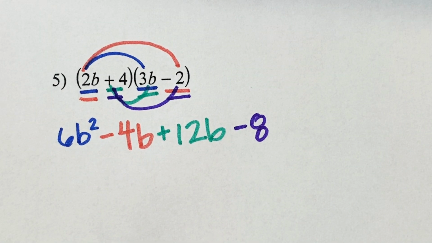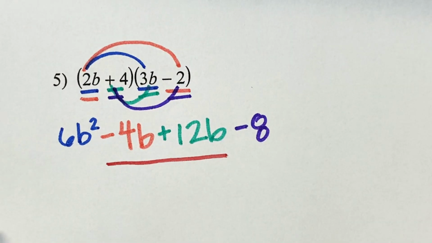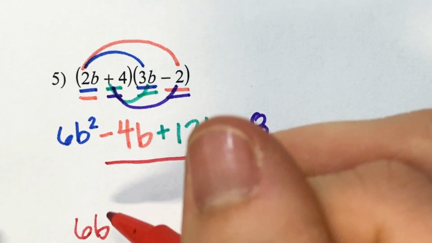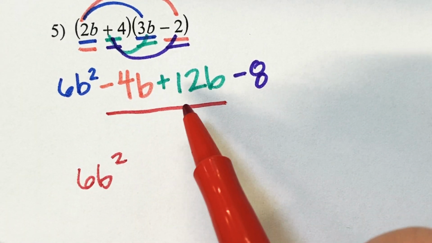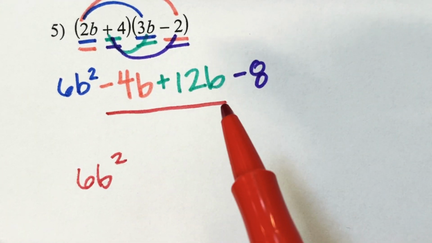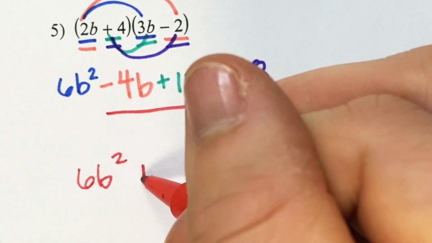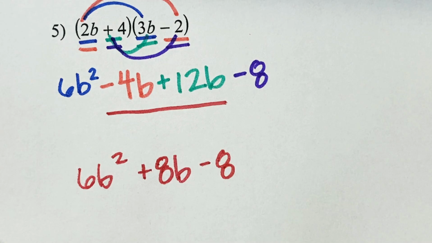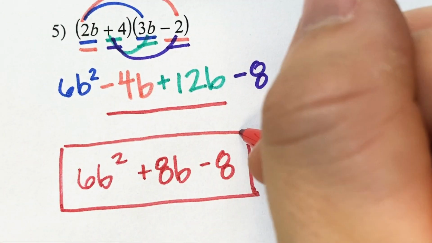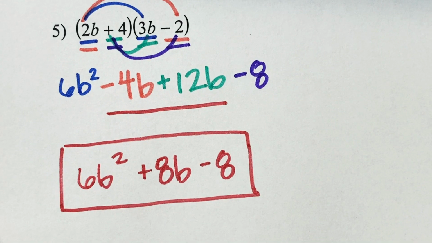Okay, last step, combine your like terms. So we have 6B squared in front, but now we have -4 plus 12. What is -4 plus 12? It's going to give me positive 8B, and then -8 on the end. And there's our simplified quadratic.